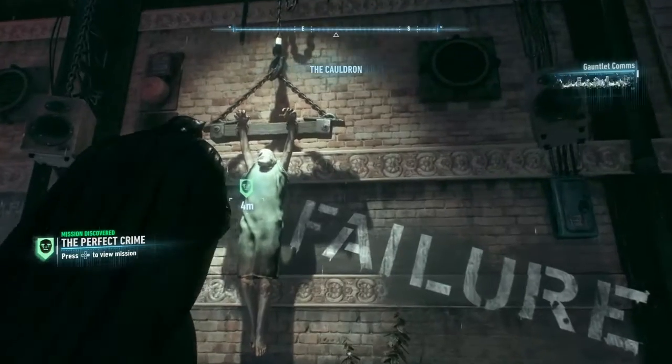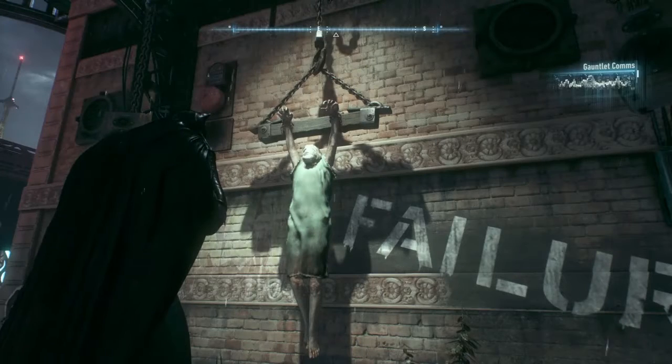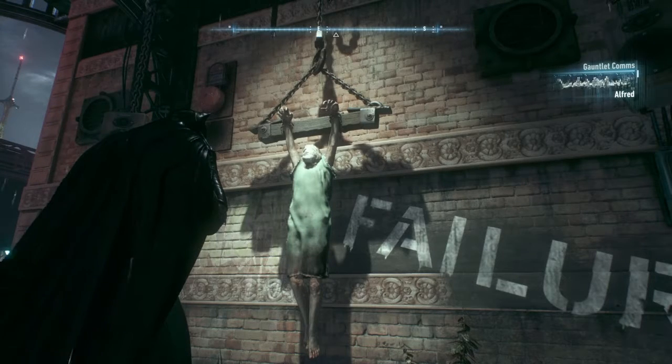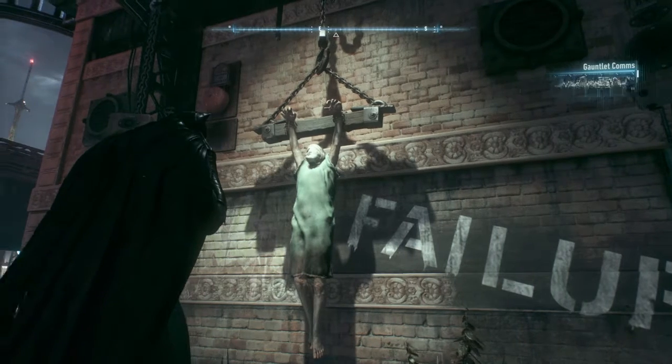Alfred, I found another body. The mutilation pattern looks to be identical to the previous murder victim. Then it appears Gotham does indeed have a serial killer in its midst. And here I was thinking this evening couldn't get any worse. I'm going to scan the body for unique identifiers.